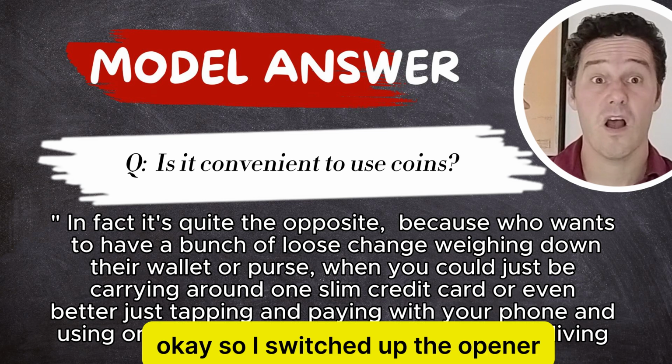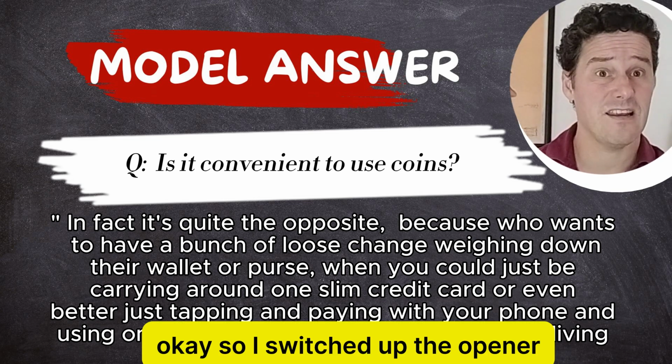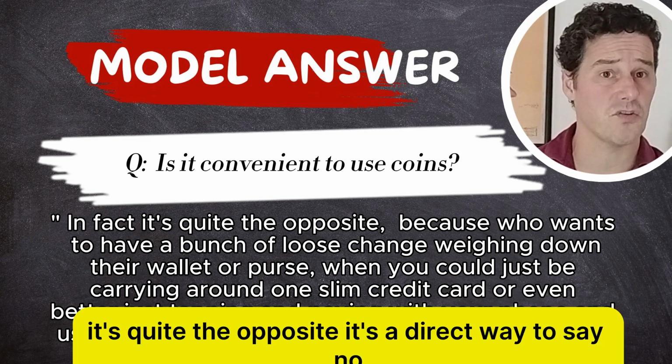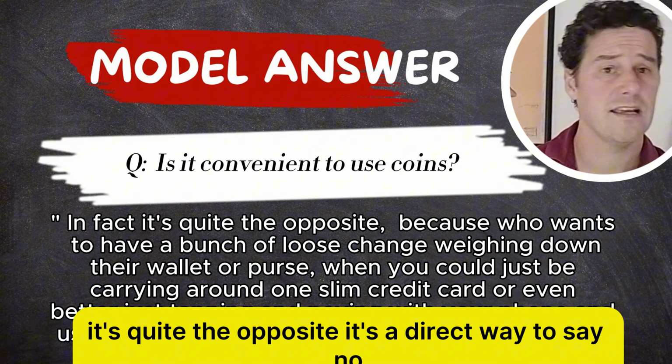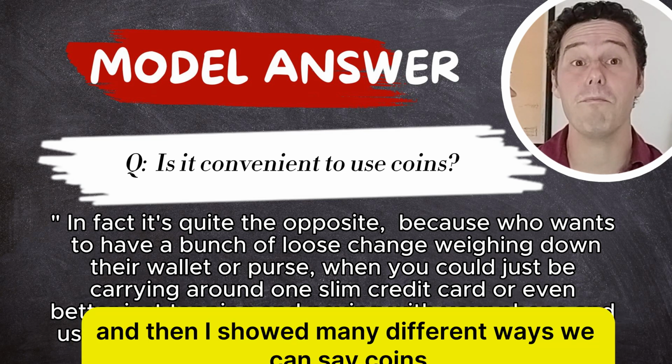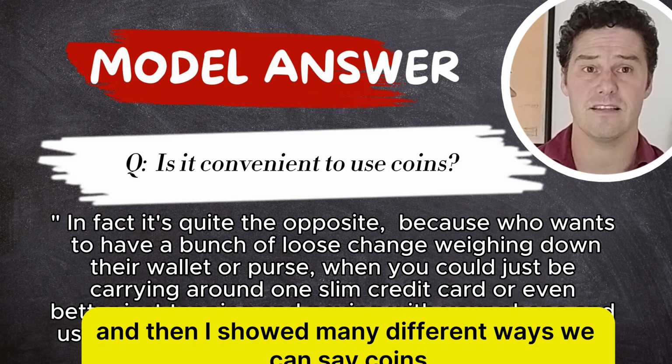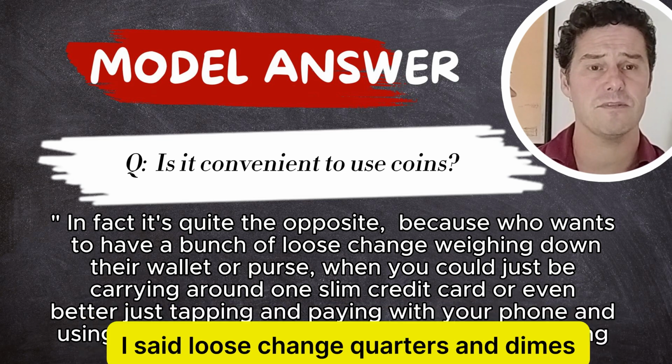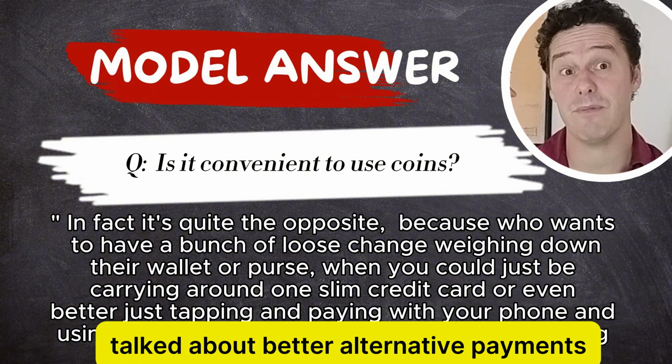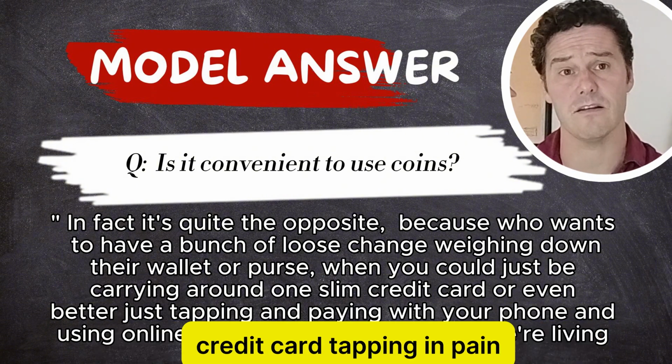Okay, so I switched up the opener. I said, in fact, it's quite the opposite. It's a direct way to say no. And then I showed many different ways we can say coins. I said loose change, quarters and dimes, talked about better alternative payments, credit card, tapping and paying.